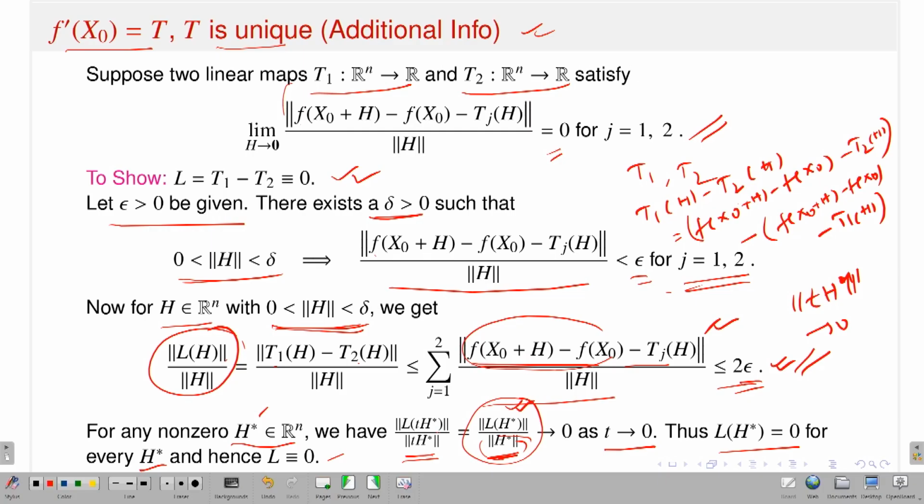That means this is 0. Since the norm of h star is non-zero, the norm of L h star is 0, and so L h star is the zero vector. This is true for any arbitrary non-zero vector, so therefore L is 0. So what I proved is that if the total derivative exists, the linear transformation I am getting is unique. That means if the total derivative exists, it is unique.